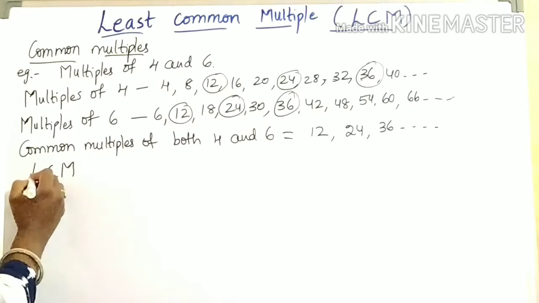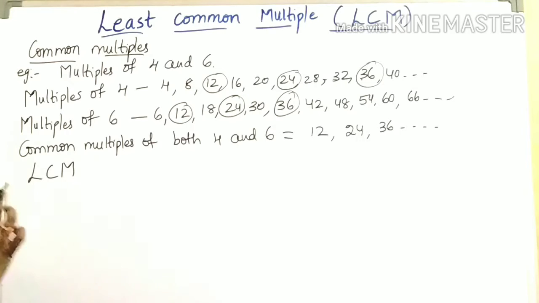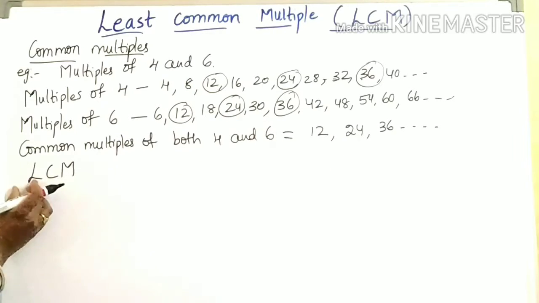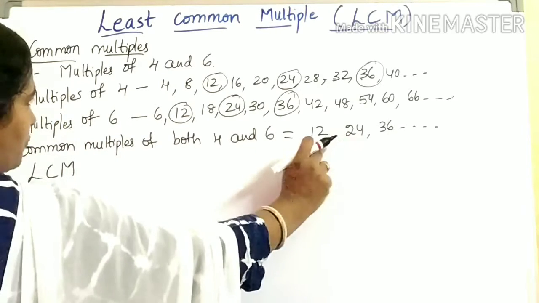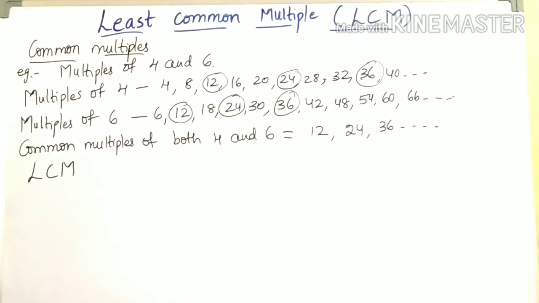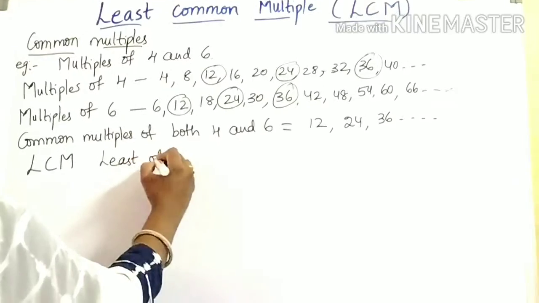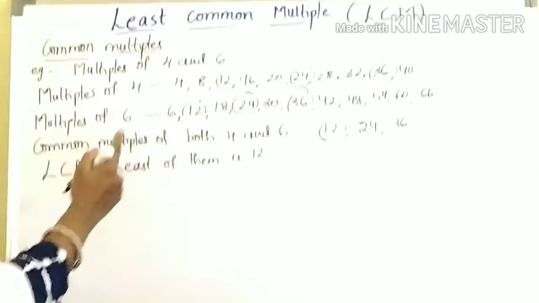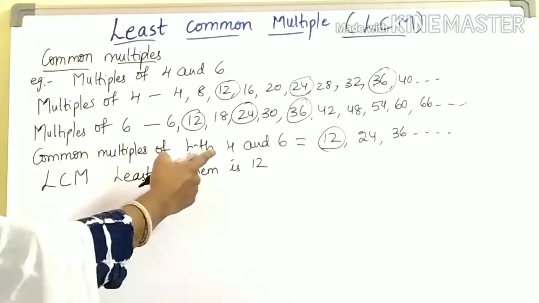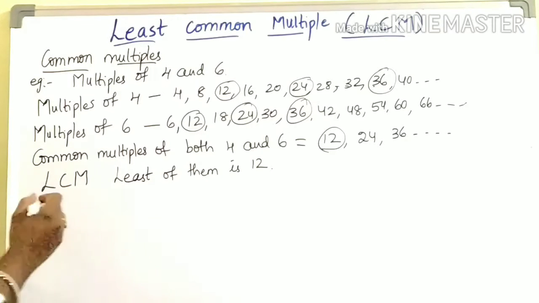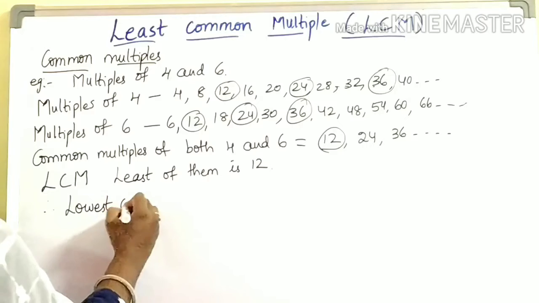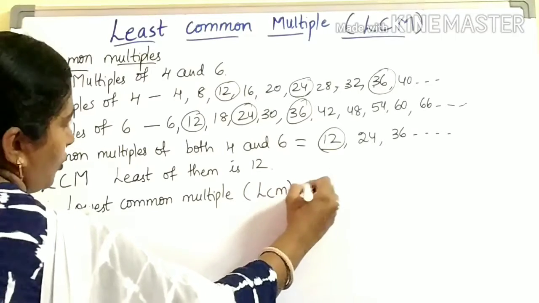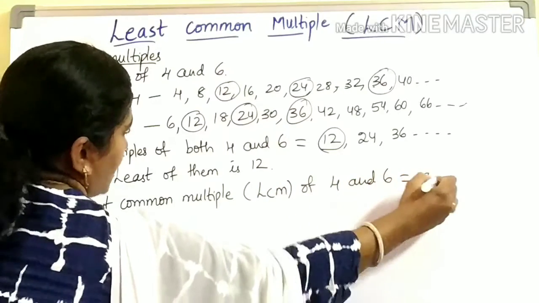LCM. What is this? L is what? Least. Least is nothing but lowest, means smaller, right? Least common multiple. Here common multiples I have found. Least means in that, which is the least multiple in this 12, 24, 36, which is the smallest number there? 12, right? So least of them among the common multiples of both 4 and 6, that is LCM. Nothing but LCM of 4 and 6 is nothing but 12.